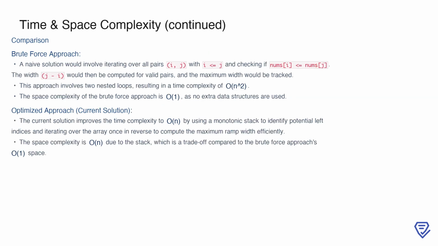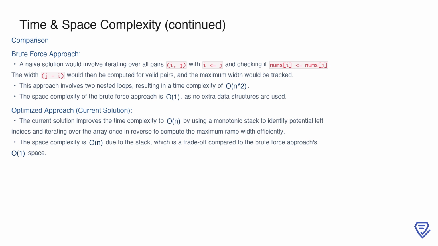Let's compare this optimized approach to a brute force solution. In the naive approach, we would check all possible pairs i, j, where i is less than or equal to j, and evaluate whether nums[i] is less than or equal to nums[j]. For valid pairs, we would compute the width, j minus i, and track the maximum width. This approach involves two nested loops, leading to a time complexity of O(n squared). However, it has a space complexity of O(1), since no additional data structures are used.